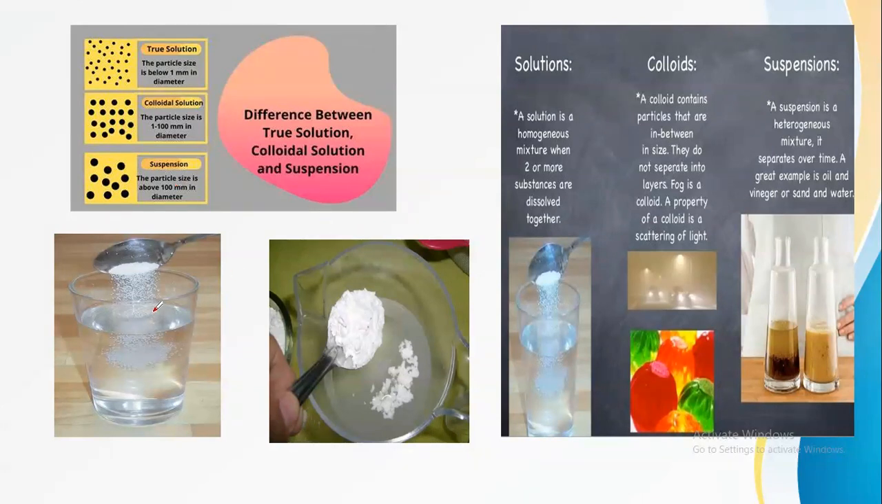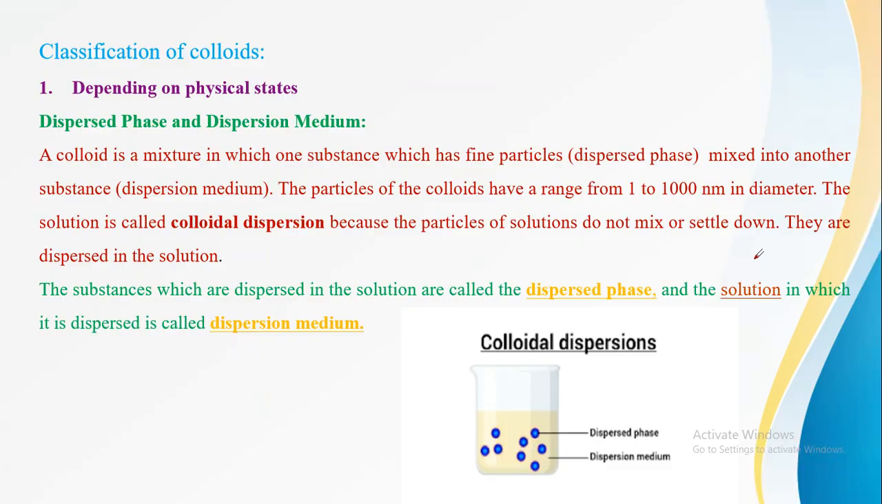Here the sugar solution and salt solution are examples of true solutions, and this is an example of a colloidal solution. We can take vinegar or sand in water as examples of suspensions. So these are the definitions of true solutions, colloids, and suspensions. Now the classification of colloids. Based on various factors, colloids are classified into four types.